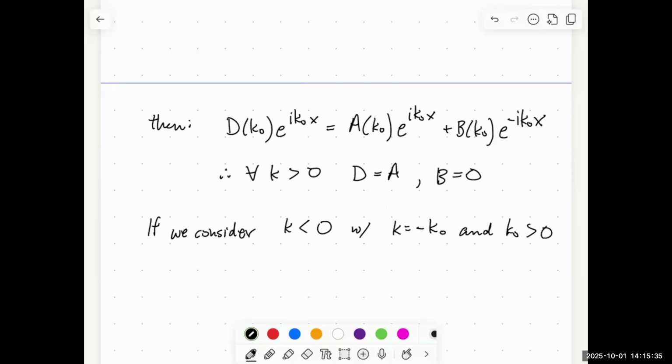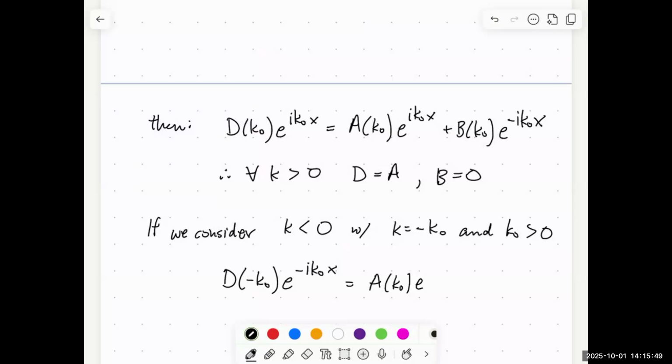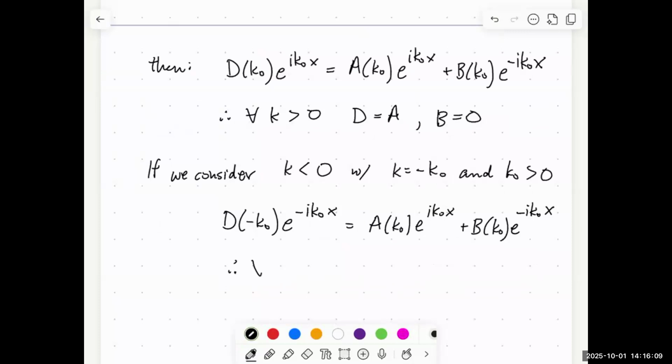And then we'll just do the same thing. So we put in minus K naught. And so we'll have e to the minus i K naught x. So we need that to be equal to A K naught e to the i K naught x plus B K naught e to the minus i K naught x. All right. So now I have only a negative exponential on the left. And so for K negative, we would take D equal to B.